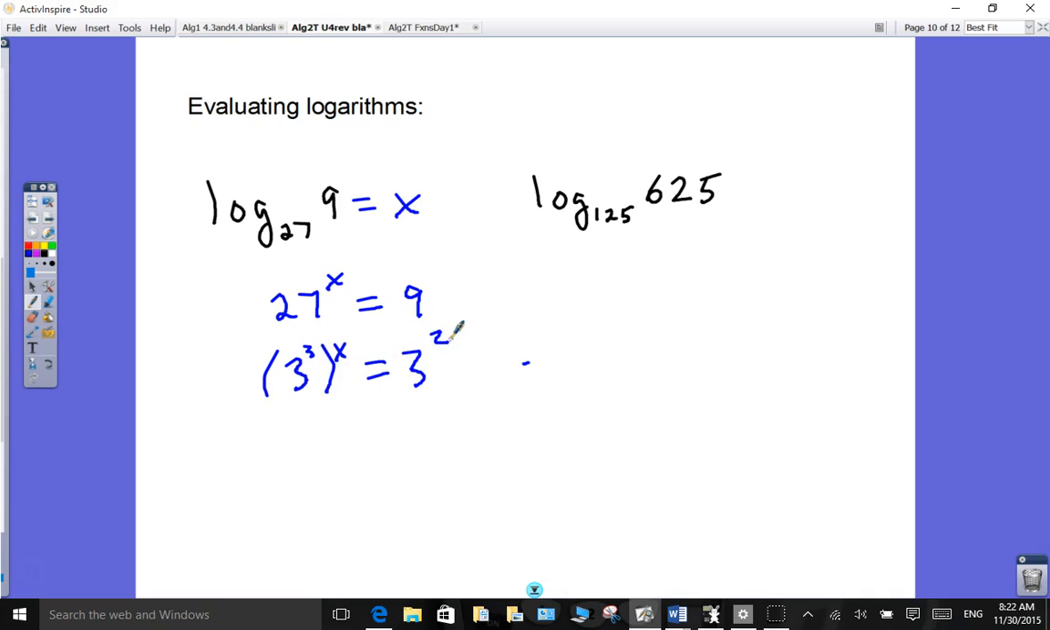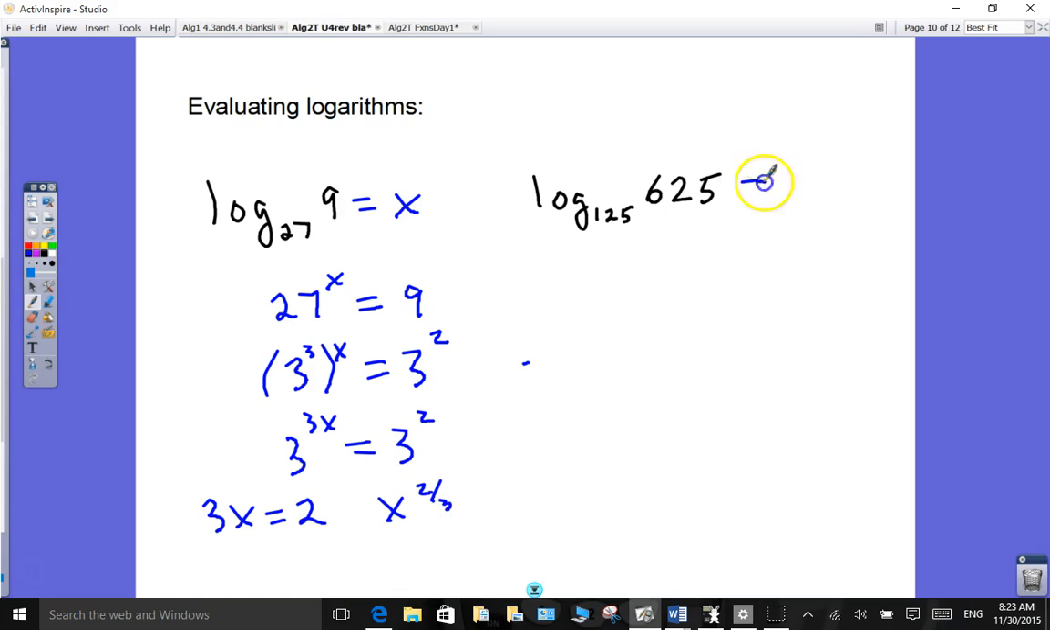Properties of exponents would tell you when you raise a power to a power, you multiply, right? So that's 3 to the 3x equals 3 squared. So now we have an exponential on the left and an exponential on the right, and they have the same base. So it must be that they have the same exponents too. If this is equal to this, the exponents must be equal. So you can write yourself an equation, which is 3x equals 2, which means x equals 2/3.